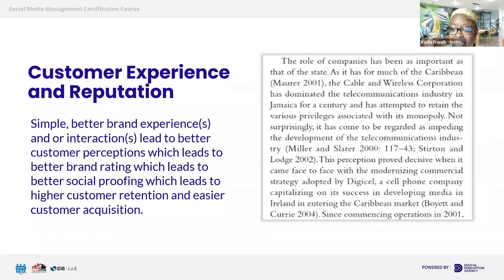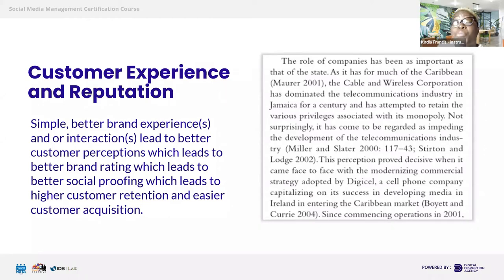And this perception proved decisive when it came face to face with the modernizing commercial strategy adopted by who? Digicel. Yes, a cell phone company capitalizing on its success in developing media in Ireland. For those who didn't know, it's an Irish company, in entering the Caribbean market.